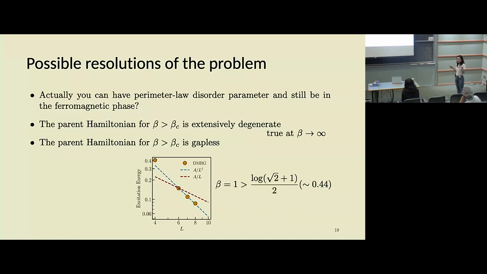But we always want to take the thermodynamic limit first before we take beta to infinity. We always want to take L to be much, much larger than any other parameter in the Hamiltonian. So if we do that, then that simple Hamiltonian that I showed earlier is always gapless for betas greater than beta C. And it's 1 over L squared gapless according to these numerical results.